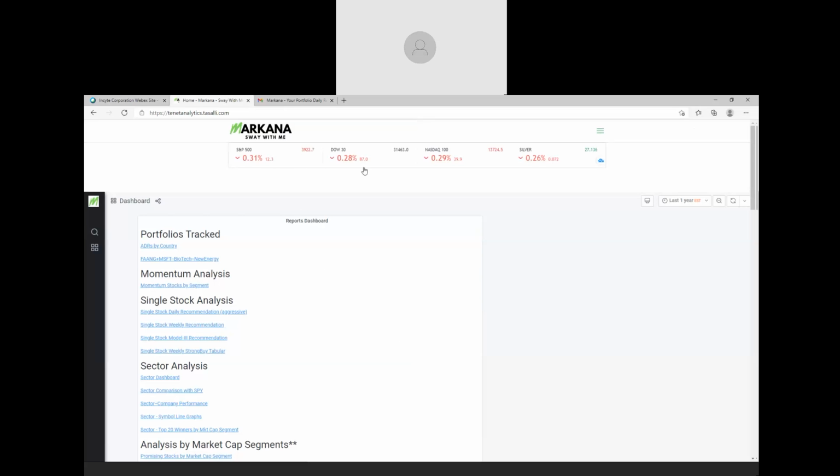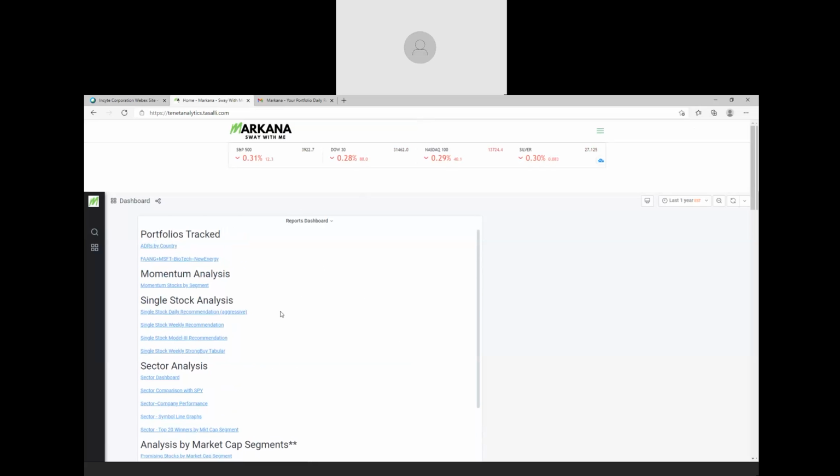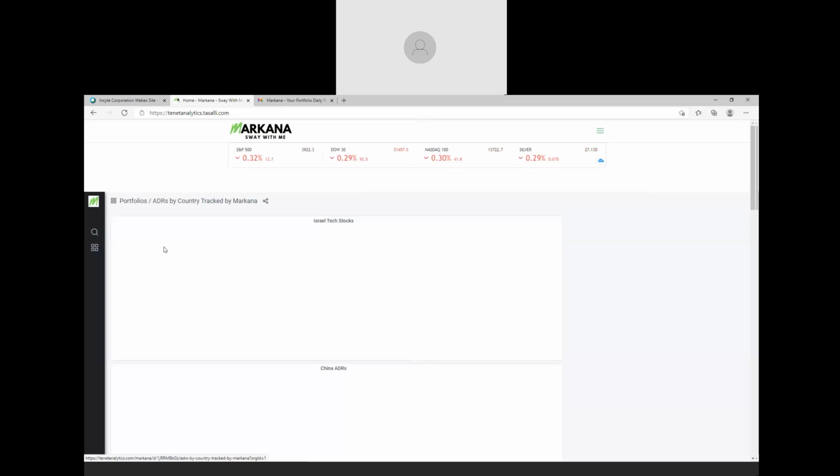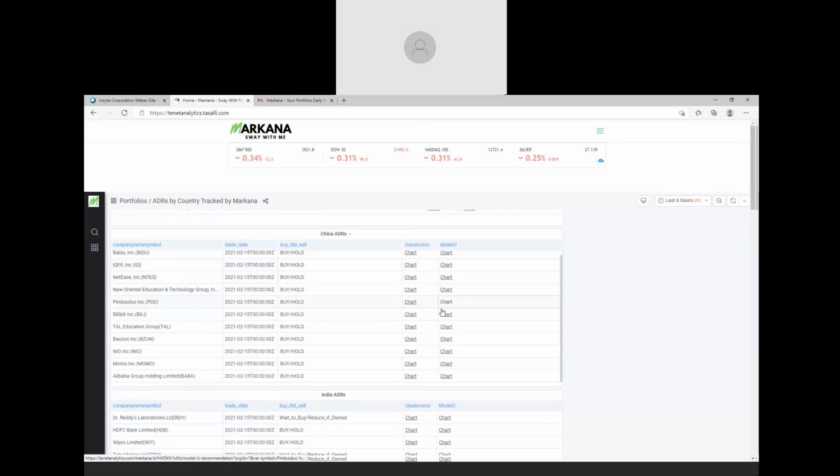Okay, so coming back to the free version. So here you come to tenetanalytics.com and we have these charts. So we have various sectors. I'll just cover a couple of them because there's a lot of details here. So first one is very simple. We created our own set of portfolio stocks. So I'll show you one, for example. So this is an ADR in which we track Israel, China, and India stocks.